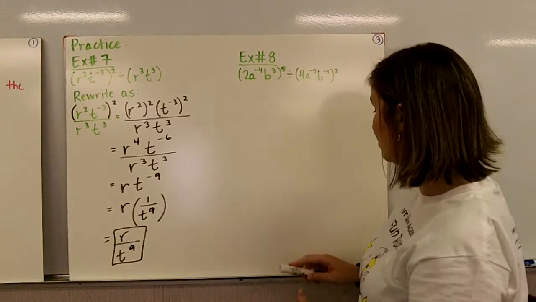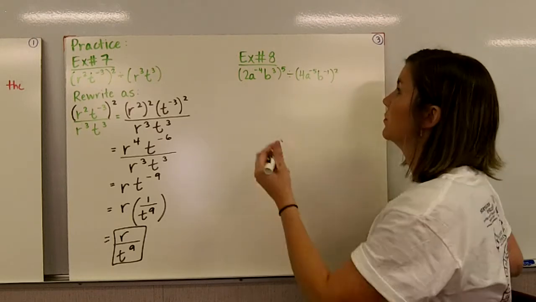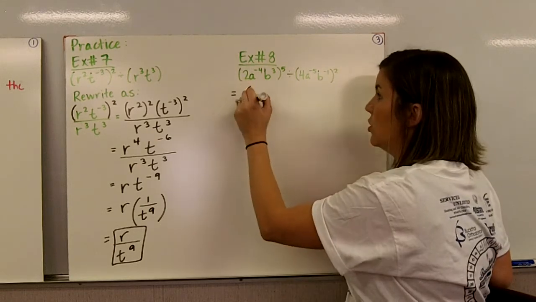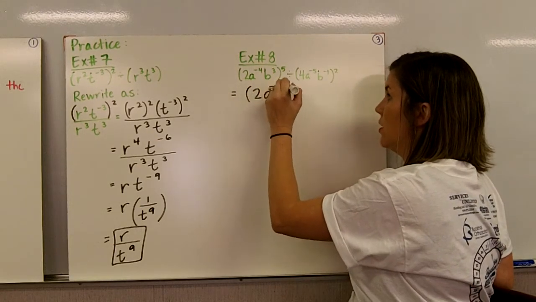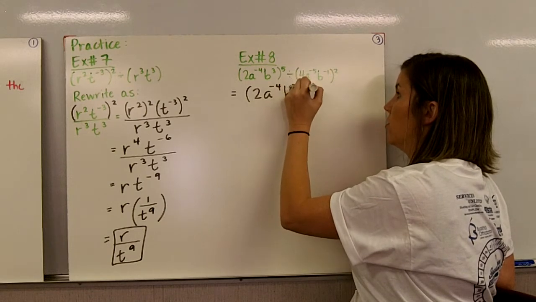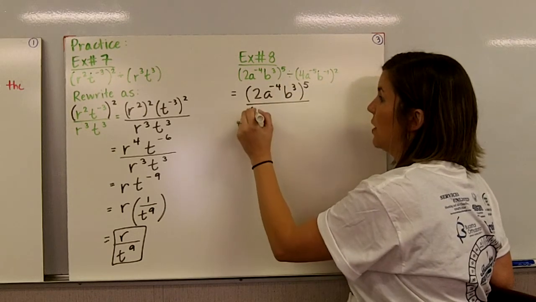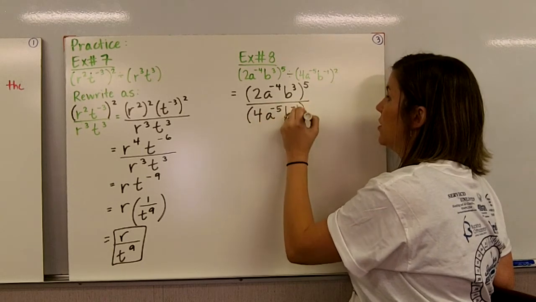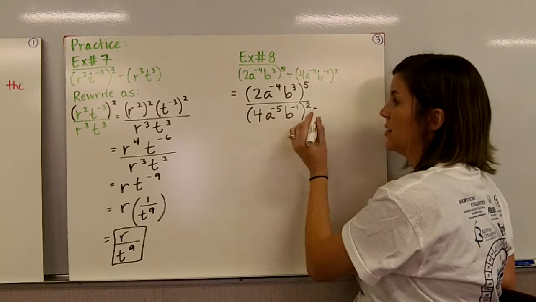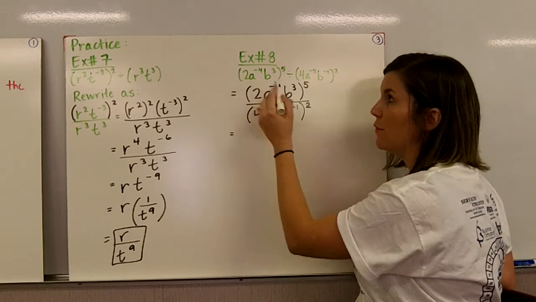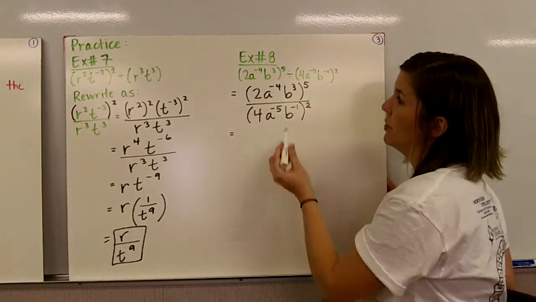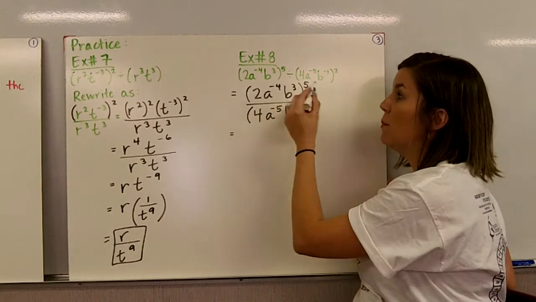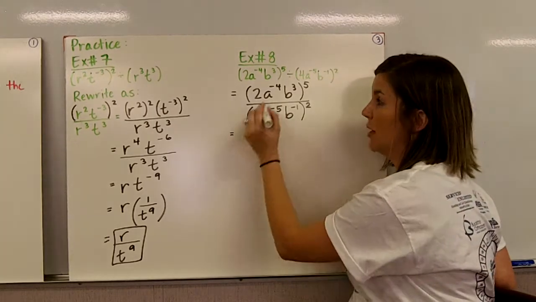A lot of steps. Example number 8. So let's go ahead and rewrite it. 2a to the negative 4th, b to the 3rd, all to the 5th power in the top, divided by 4a to the negative 5th, b to the negative 1st, all of this to the 2nd power. Now I just put the first one on top and the second one on the bottom. So all of this is to the power of 5, and all of this is to the power of 2. So I know a power to a power means I'm going to multiply.